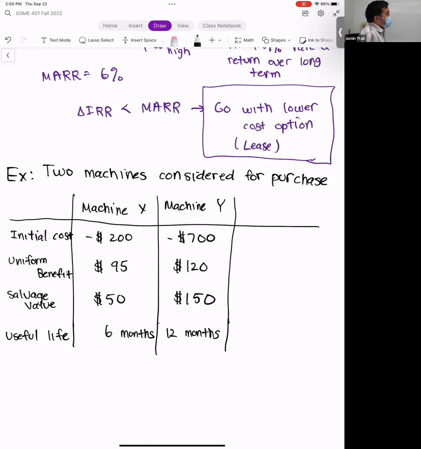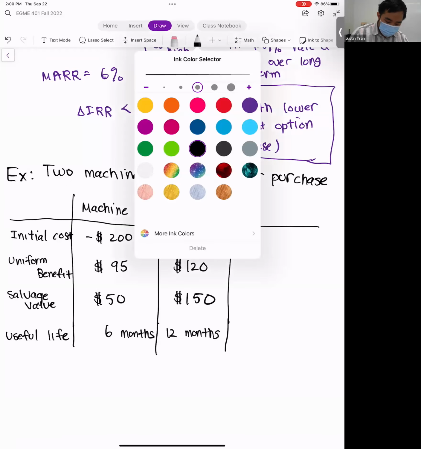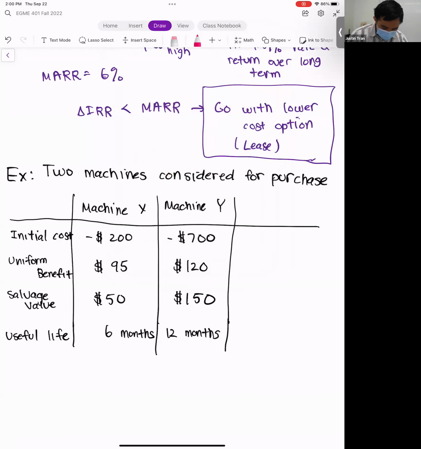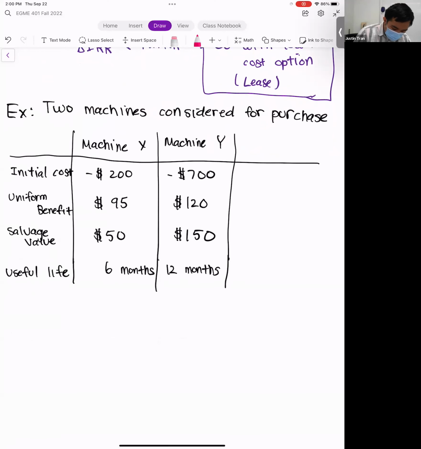And so here's where this one's going to be different. For machine X, we'll say that's going to last about half a year, so we'll say that'll last 6 months. But for machine Y, that's going to last 12 months. So it's going to last you for a whole year. And so if we assume an MARR of 10%, let's determine which machine the company should buy.